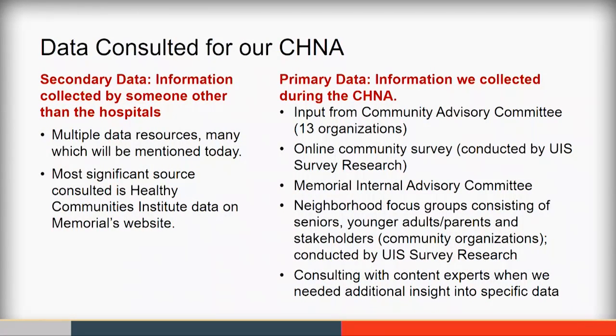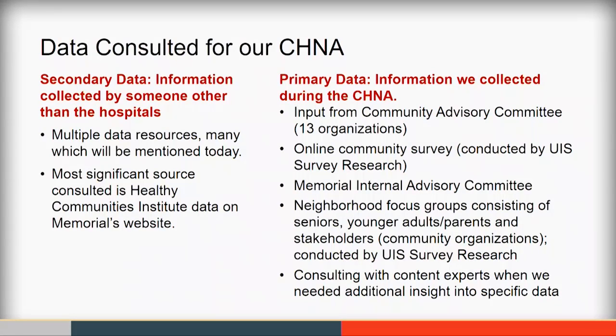So when we did our community health needs assessment, we consulted lots of secondary data, and it's information that was collected by someone outside of the hospitals. It was already existing data. So we looked at a lot of resources, and I'm going to touch on some of those today. And the most significant one is the Healthy Communities Institute data for our 4 counties that we have, but we had a lot of other resources.